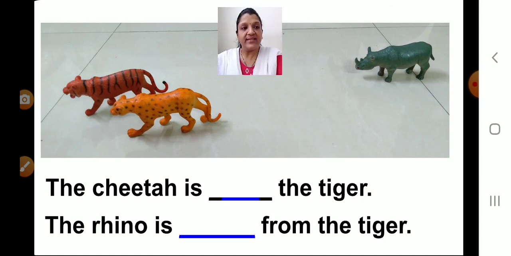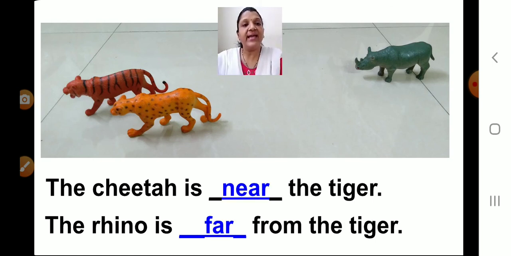So we will write the answers like this. The cheetah is near the tiger. N-E-A-R, near. And the rhino is far from the tiger. F-A-R, far. So we have to write the answer like this. Have you got it, children?